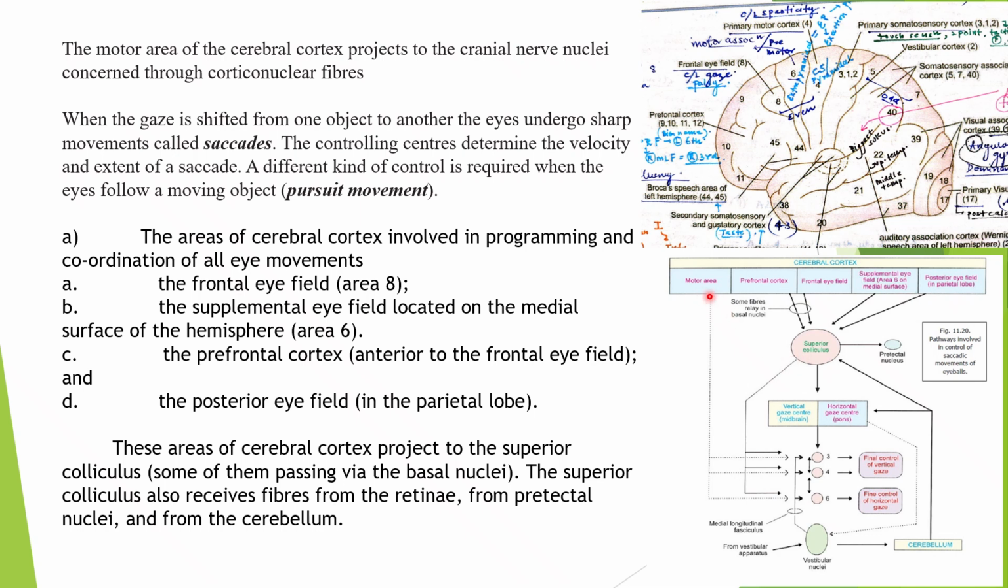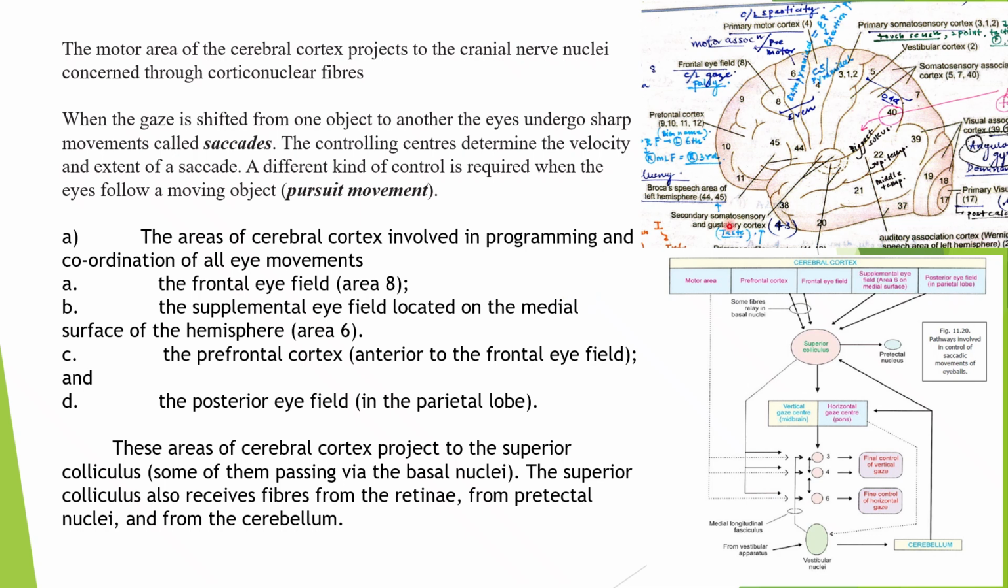One is the motor area, area number 4. One is the prefrontal cortex, areas 6, 8, 9, 10, 11, and 12. The frontal eye field, area number 8. And one is the supplemental eye field, located on the medial surface of the hemisphere, which is area number 6. So this is the motor association or premotor area. And one is the posterior eye field in the parietal lobe.